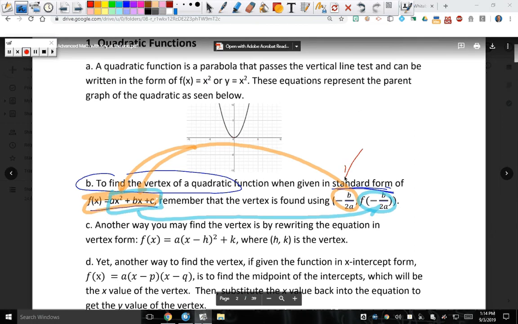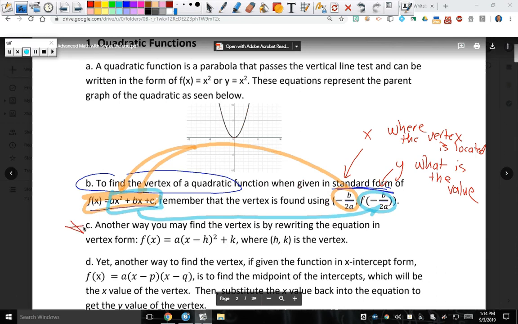Now, this is the x value that tells us where the vertex is located. This is the y value that tells us what is the value. Okay? Make sure that we take heed to that because of the example problems that we're going to be touching on here in just a bit.